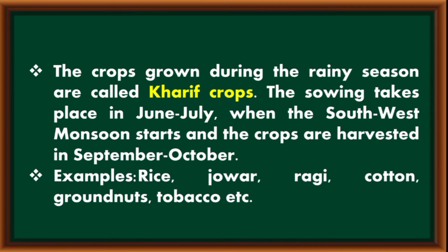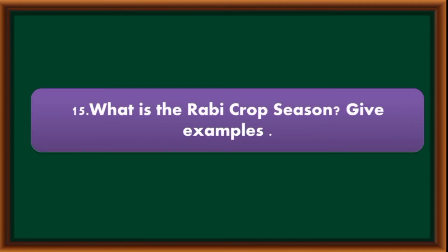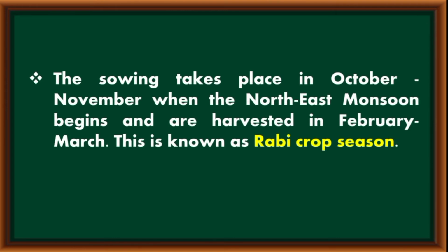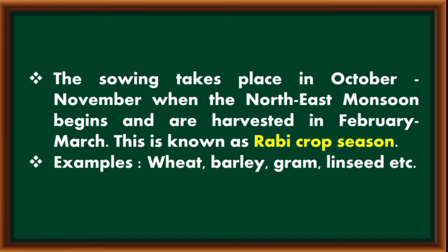Question number 15. What is the Rabi crop season? Give examples. Answer: The sowing takes place in October to November when the northeast monsoon begins, and the crops are harvested in February to March. This is known as the Rabi crop season. Examples: wheat, barley, gram, linseed, etc.